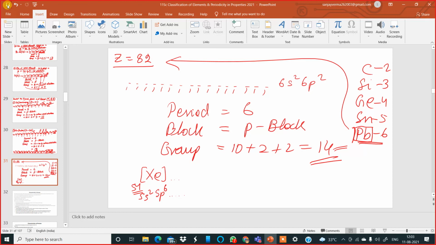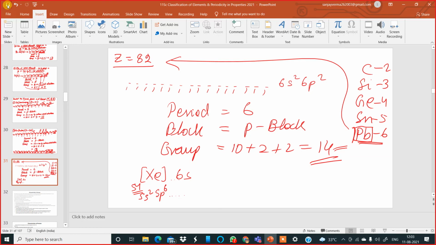After 5p comes which orbital? Tell me. After 5p comes 6s. You can write 6s and then go to 6p. Then you will get the correct location. But don't forget to put the f orbital also, because the f orbital contains 14 electrons. Then only your total will become 82. Okay.